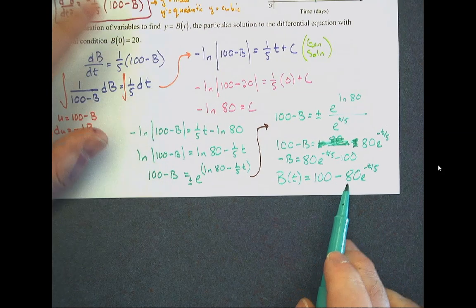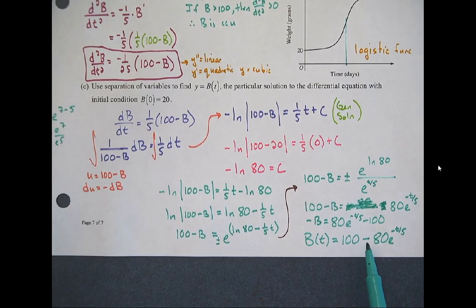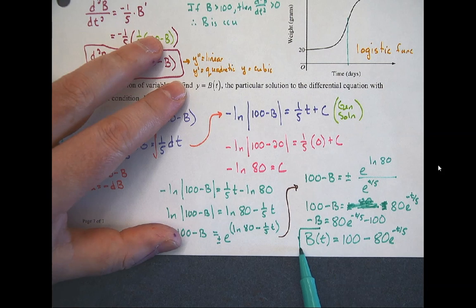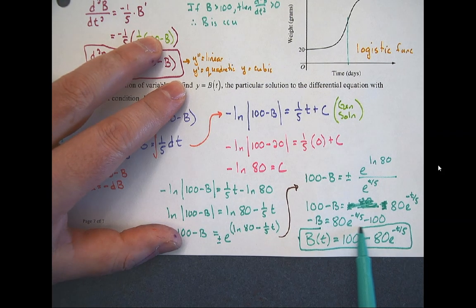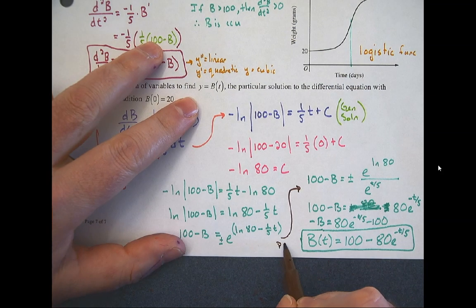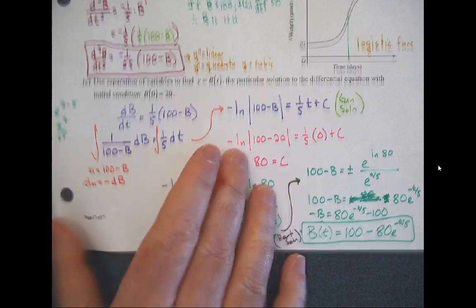Before I box this in, let's check this one more time. I'm going to put 0 in here, and I should get 20 out. So if I put 0 there, that would become 0. e to the 0 is 1. That would become 80. 100 minus 80, yes. So let's say that I left that as a negative. That would make this a positive, and no, it wouldn't work. So yeah, we could kill that off. So this is now, after tons and tons of work, the particular solution. Phew.